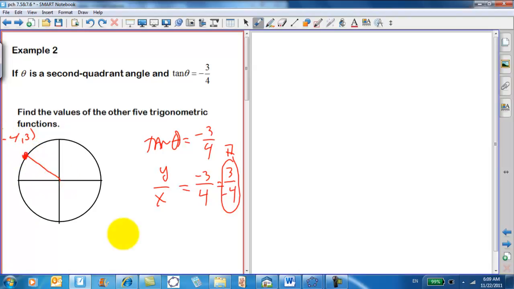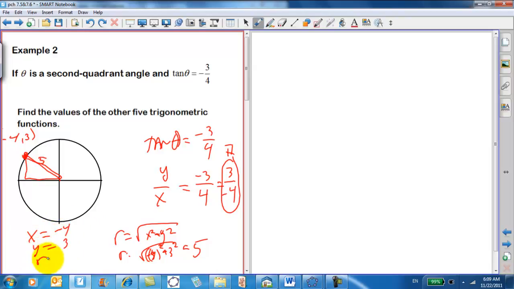And conveniently, we can get r with the square root of x squared plus y squared. I think you can see here that we've got a nice Pythagorean triple: negative 4 squared plus 3 squared. So you get 5. So there's our x, y, and r. We can use x equals negative 4, y equals 3, and r equals 5. And from this we can get all the trig functions.